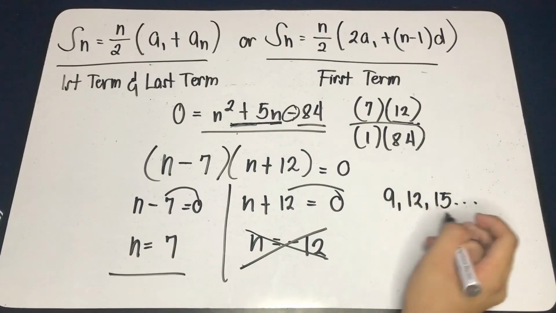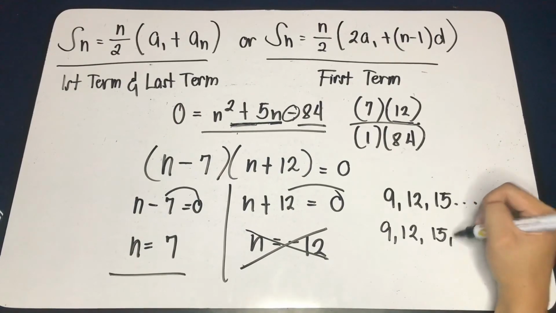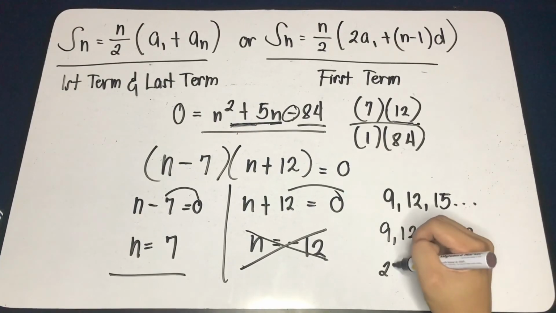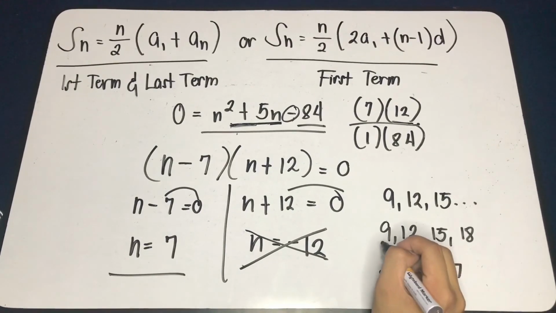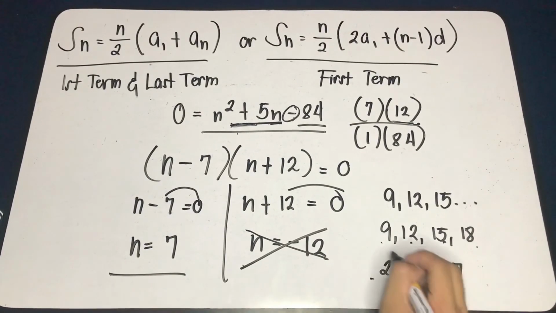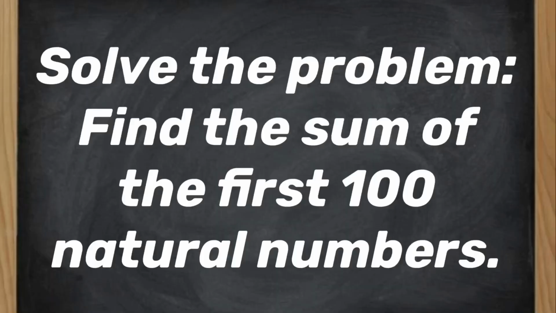Meaning, 7 terms. So, 9, 12, 15, 18, 21, 24, 27. So, ito, 7 terms. 1, 2, 3, 4, 5, 6, 7. Itong 7 terms na to, kapag in-add natin, ang lalabas is 126. So that ends our discussion, and for our challenge, solve the given problem.